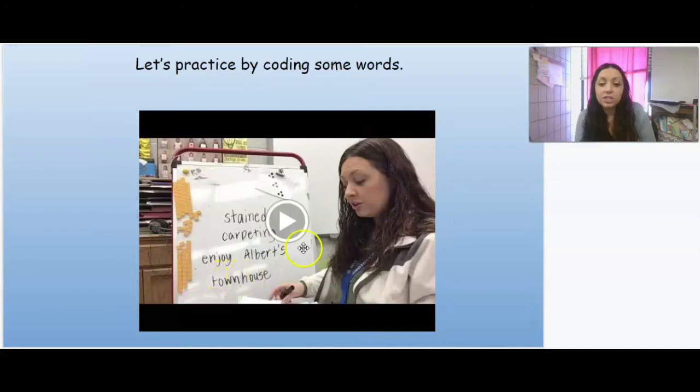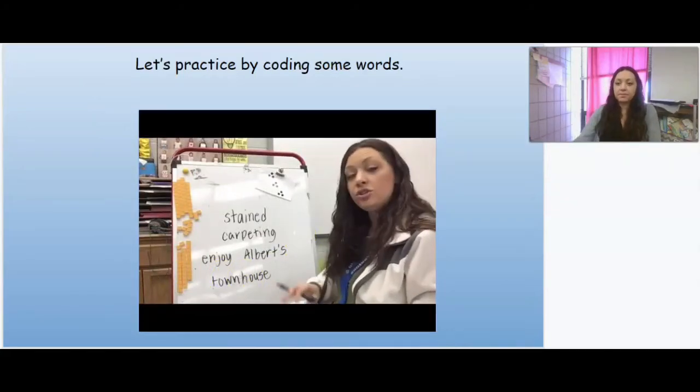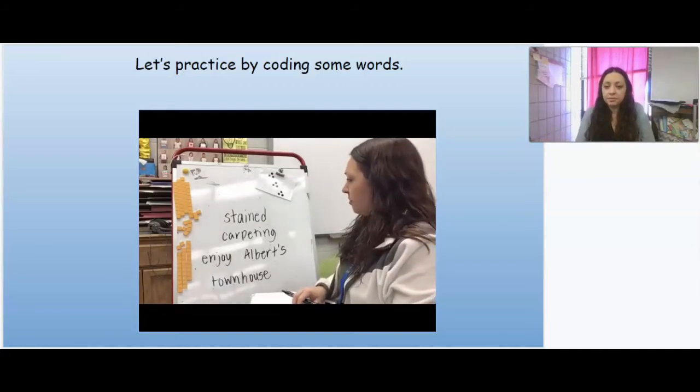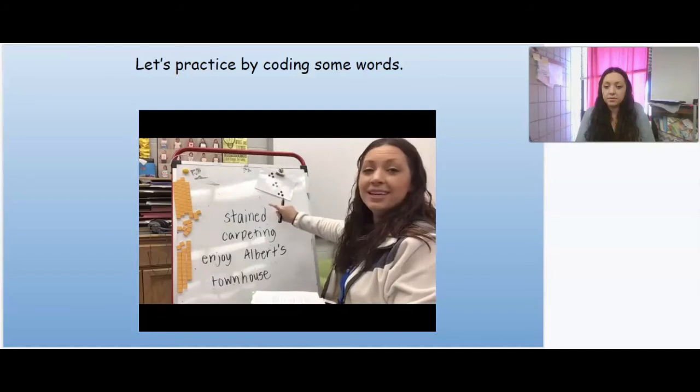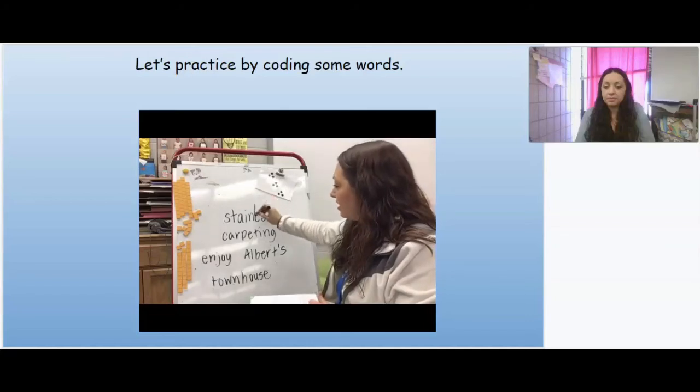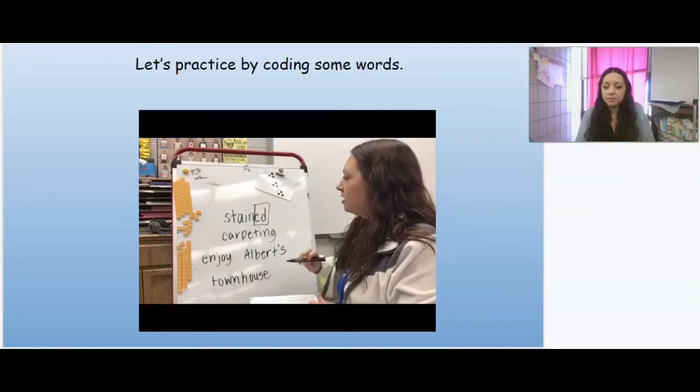All right, and so we're just going to really quickly code some words now. And remember, earlier on, we learned about 2 new diphthongs that we're going to code today, okay? So let's look at our first word. Is there anything that we need to code first? That's right, it's got that suffix ed. So let me go ahead and box that off.